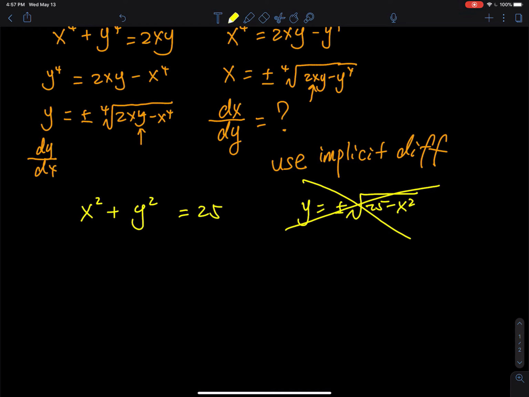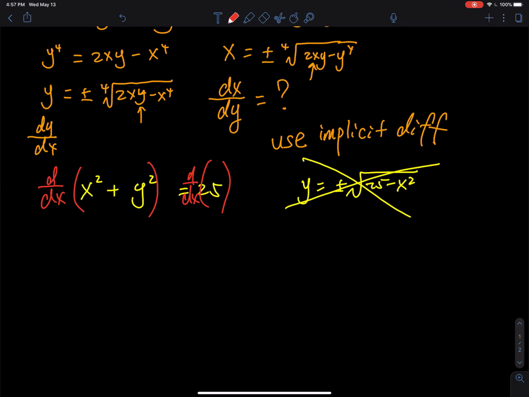So to do so, let me draw the derivative notation. Here we have d/dx. I am taking the derivative on the left side, treating x as an independent variable. And then d/dx of the right-hand side, treating x as an independent variable. Using the sum rule, we have d/dx of x squared, plus the derivative with respect to x of y squared. I know that gives you a big question mark. And then the derivative of 25, which equals 0. So let's handle the easy part. This one will be a 0.